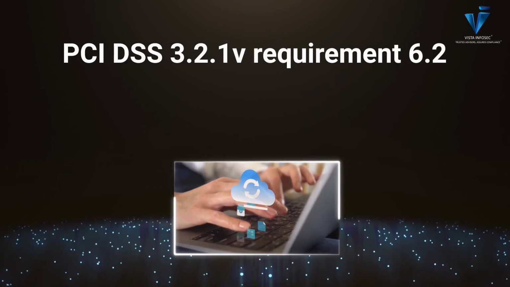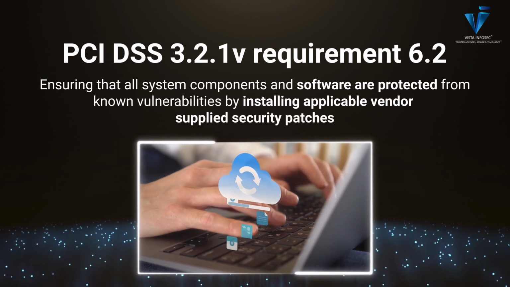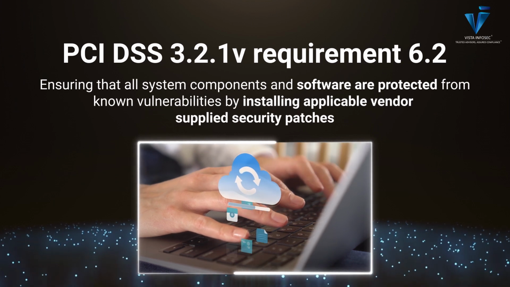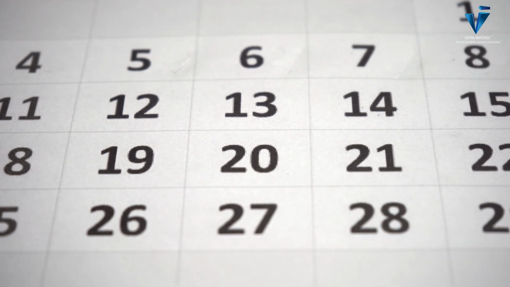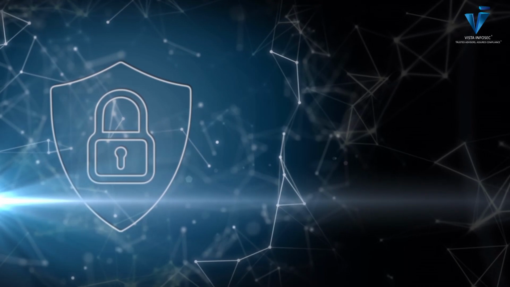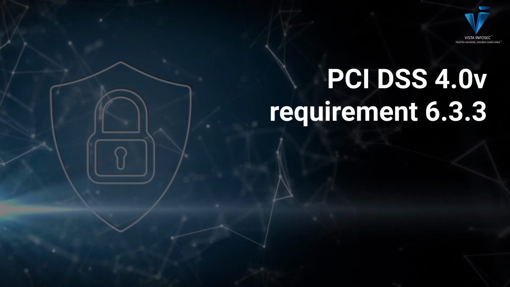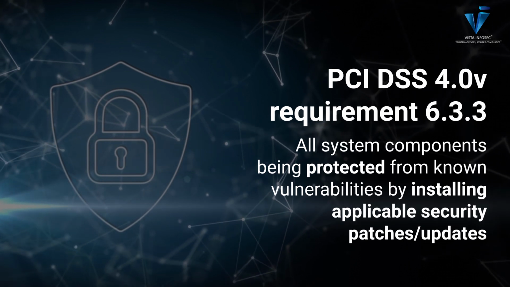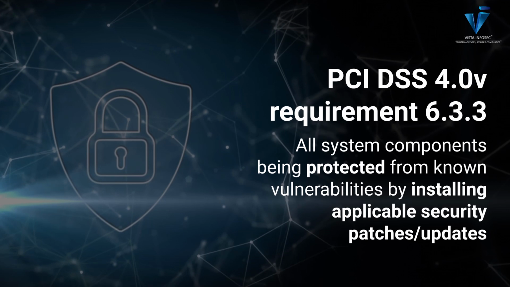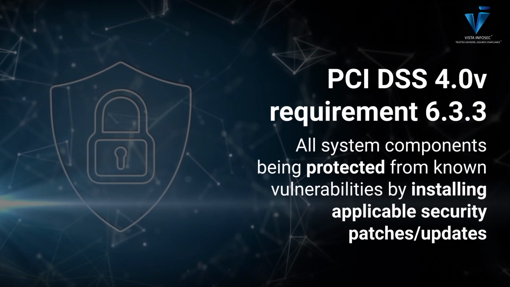Requirement 6.2 under PCI DSS 3.2.1 speaks about ensuring that all system components and software are protected from known vulnerabilities by installing applicable vendor-supplied security patches. Further, it also speaks of the need to install critical security patches within 1 month of release, not 1 month of you knowing about it, 1 month of release by the OEM. Now, under PCI DSS 4.0, this is requirement 6.3, and it speaks about all system components being protected from known vulnerabilities by installing applicable security patches and updates. It further mentions the need to install critical or high security patches and updates within 1 month of release. But these patches and updates have to be identified according to the risk ranking process, which is elaborated in requirement 6.3.1.